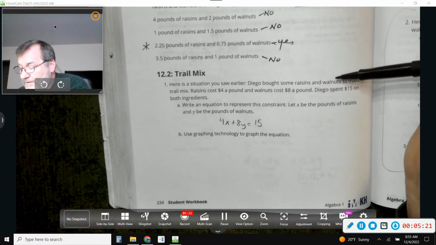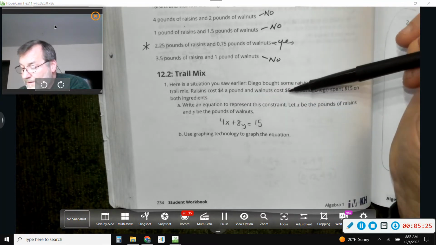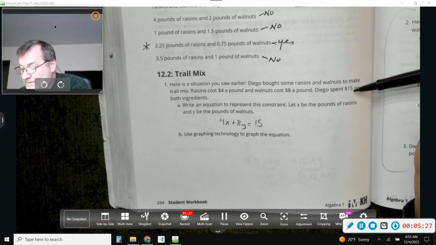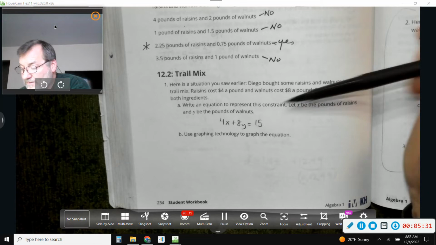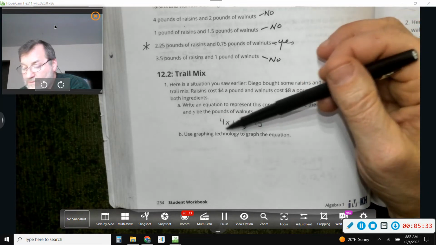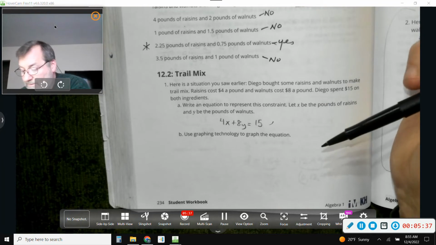Diego had bought raisins and walnuts for trail mix. Raisins are 4. Walnuts are 8. He spent a total of 15. Write an equation that represents the constraint. Let x be pounds of raisins and y be pounds of walnuts. So we have this equation right here, which is what we got just to start the problem up here.